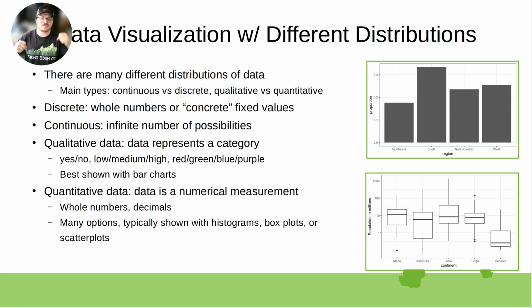So continuous versus discrete. Discrete data is things like whole numbers or concrete fixed values. So when we're talking about whole numbers, I mean 1, 2, 3, 4, 5, 6, no decimals, no floats, or concrete values like it's either yes or no, like a Boolean, or it has to fit a category like red, green, blue, purple. Okay, whereas continuous data is data that has an infinite number of possibilities.